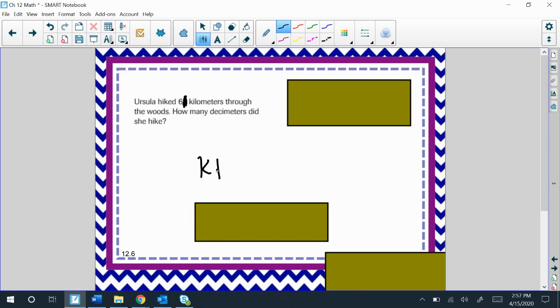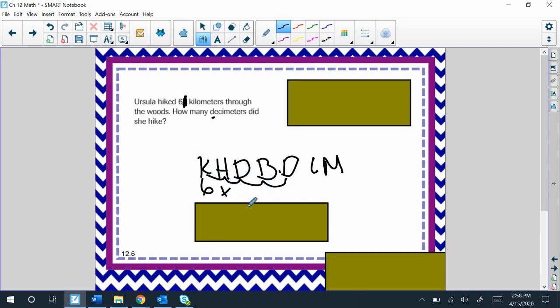My saying, King Henry died by drinking. Let me erase that and try that again. Drinking chocolate milk. I'm going to put my 6 under my kilometers. And I'm going all the way down to the decimeter. But remember, it says C, not K. So I'm going to go all the way down to the one by the C. Let's do it. Jump, jump. I've jumped all the way down. How many jumps did she make? 1, 2, 3, 4.